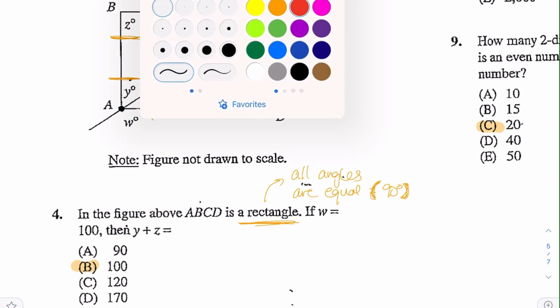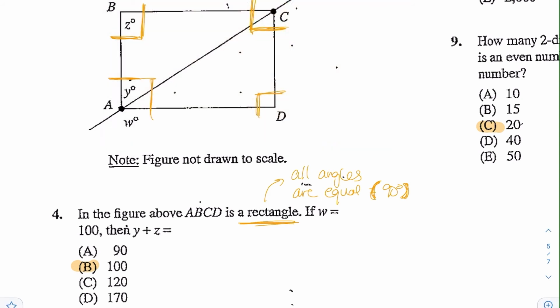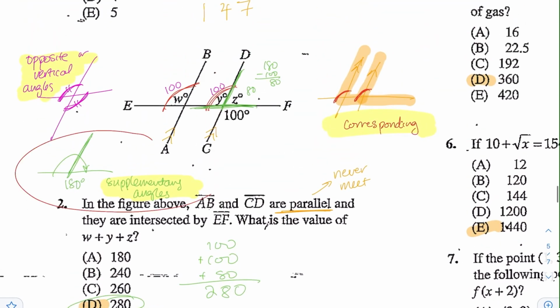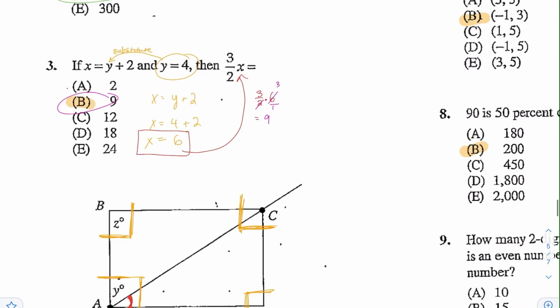Now, you're also given the fact that W is equal to 100. So you can replace this angle here with 100 degrees. And this part is the supplement of W. So it's that same angle that we see up here. Supplementary angles add up to 180 degrees.